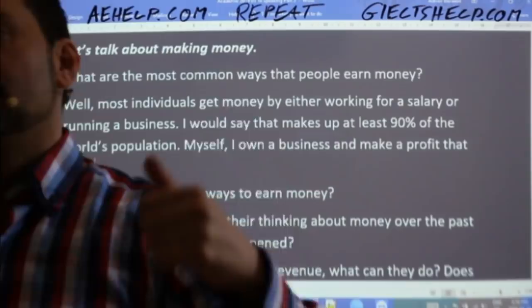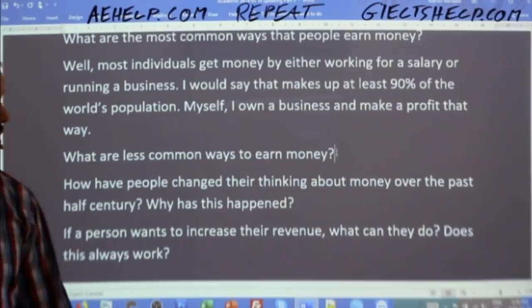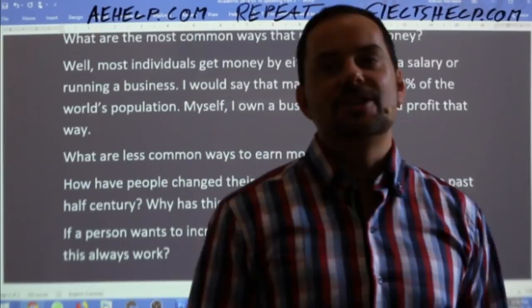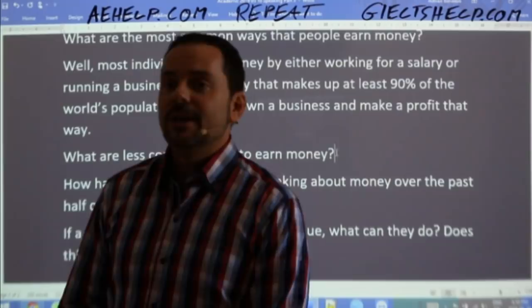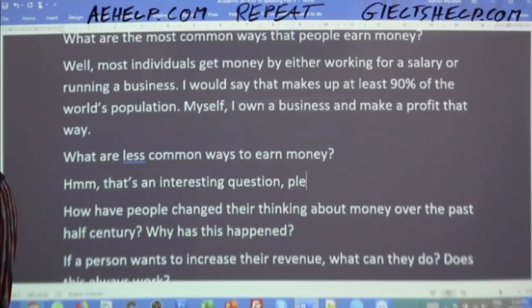You'll do great. Okay. So then the examiner will ask the follow-up question. What are less common ways to earn money? Go for it, students. What are less common ways to earn money? Hint, hint. One student already mentioned it, just in the wrong place. Right? And if you can't think of an answer right away, buy some time. It's an interesting question. Please allow me a moment. Okay, you can lead in with that.